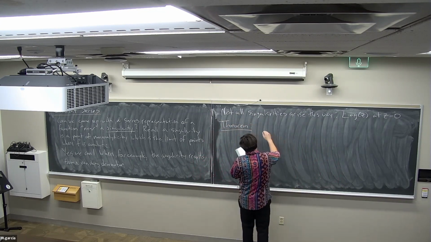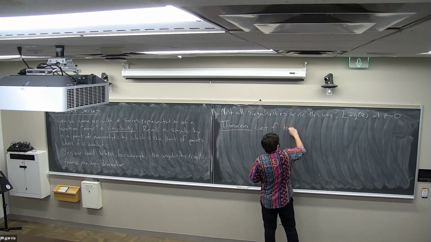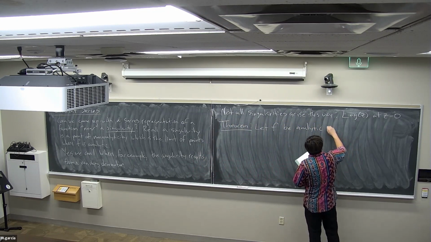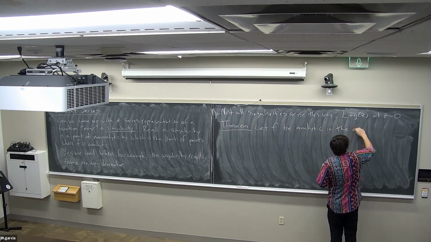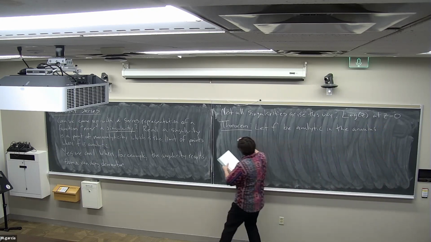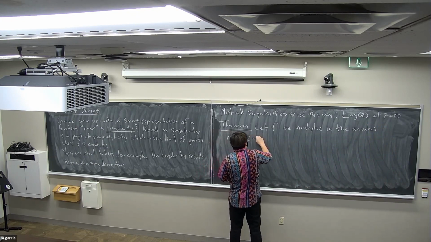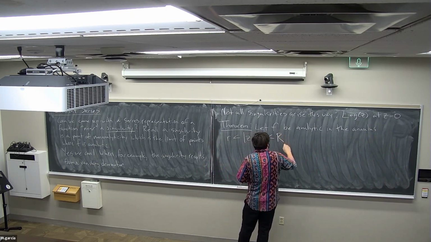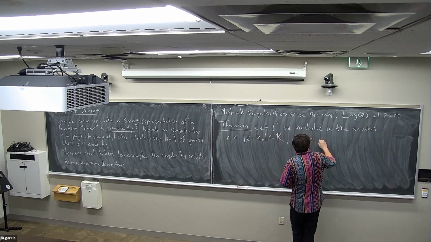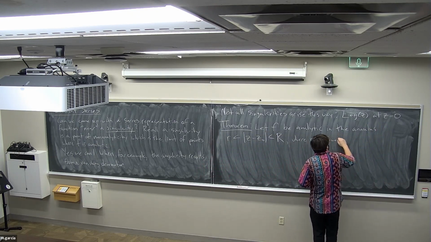So, let F be analytic in the annulus given by the following: little r is strictly less than the modulus of z minus z naught, which is strictly less than capital R, where little r is allowed to be 0.